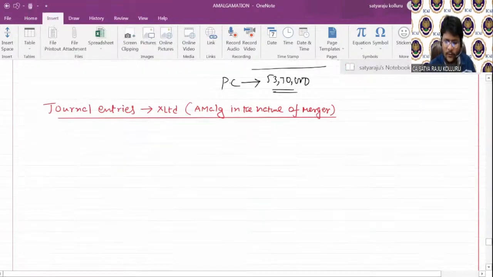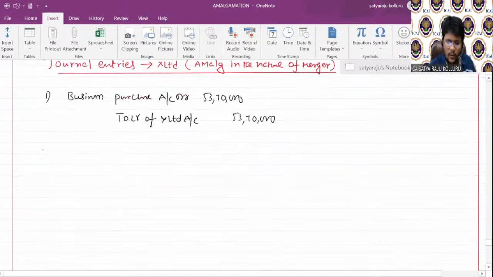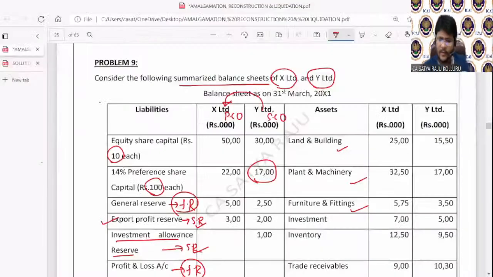Now, what is the first and foremost entry? Can you please tell me, all of you? Business purchase account debit, as usual. Business purchase account debit to liquidator of Y Limited account, the selling company, at the rate of PC we already calculated, which is 53,70,000.